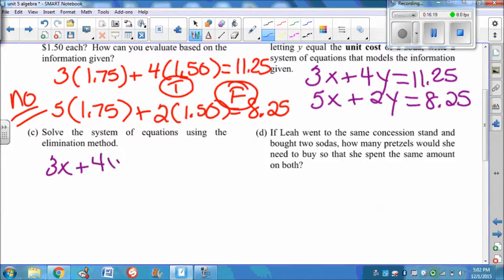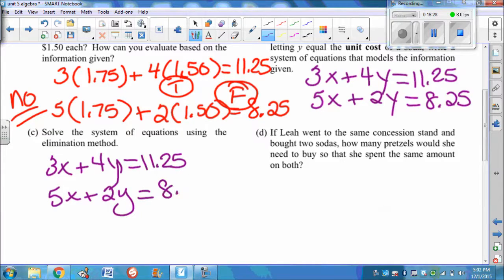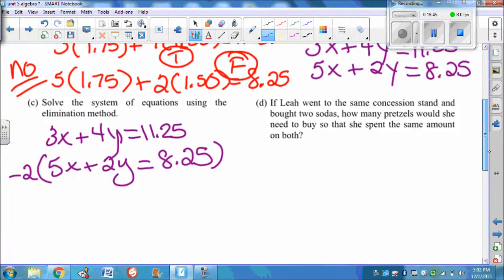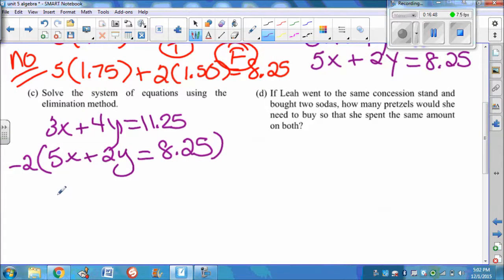So let's just rewrite that. If we're using elimination, as I glance at both of those equations, I see 3 over a 5 and I see 4 over a 2. I can use that property of equality, and I would probably want to get the y's to eliminate. If I could multiply through by -2, that first equation is going to stay the same. I'm not going to do anything to that. I'm going to keep that as is.